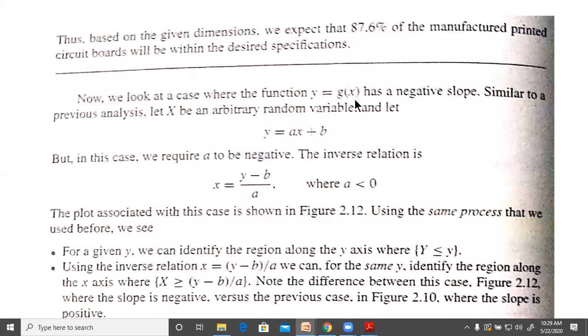So now let us have a look at a case where the function y is equal to g of x has a negative slope. Similar to the previous analysis, we will take x to be a random variable and let y be equal to ax plus b. If you have a negative slope, then a will be less than 0 now. In this case, we require a to be negative. The inverse relation will be the same. Earlier we took a greater than 0, that is the slope is positive. Now we are taking the slope as negative.